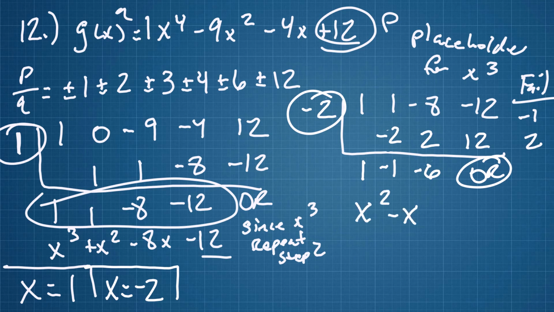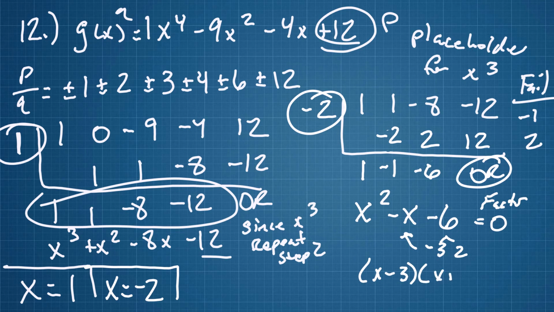X squared minus x minus 6. I could use the quadratic formula, but I'm going to factor it. How do I get -6? How about -3 and 2? That will give me that negative 1, so I get x minus 3, x plus 2, all equal to 0. So that means my x is equal to 3, and my x is equal to negative 2.